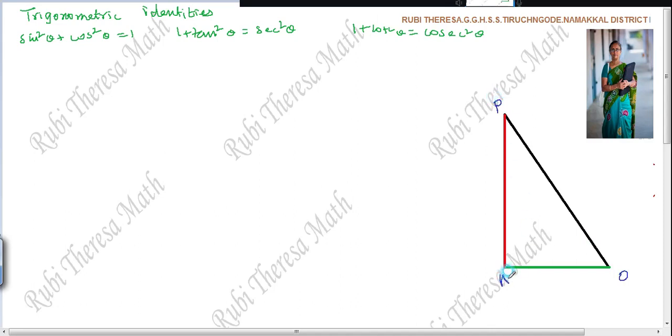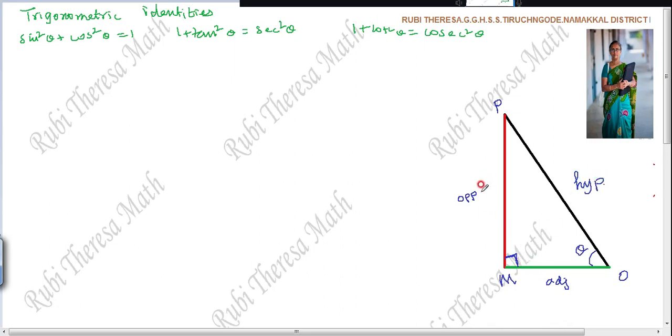OPM. Theta is at O. Just I am taking theta at O. So this is the opposite side. This is the adjacent side. This is right angled at M. So this is the hypotenuse.